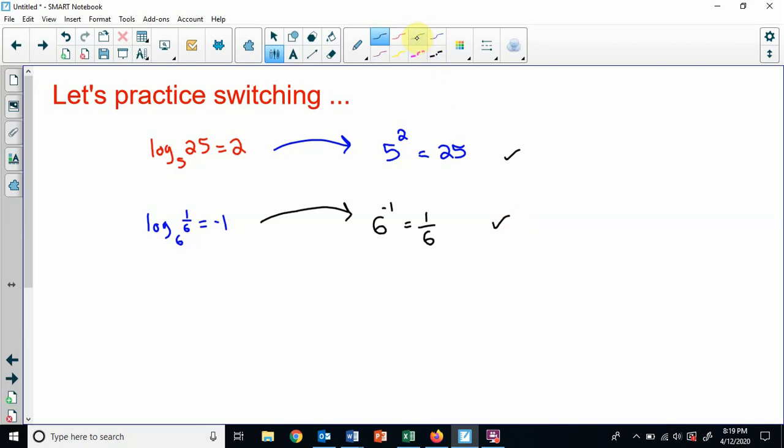Alright, maybe one more. Could we switch the other direction? Could I go from 9 to the 3rd equals 729? The answer is yes, I can. I can switch that. What's the base? Let's write our logarithm. The base here is 9, so what's going to be the base of our log? 9. What's the input? 3. What's the output? 729. So switch them. What's the input here? 729. What's the output? What's the answer going to be? 3. And this happens to be a true statement as well. Okay, so we can switch back and forth.